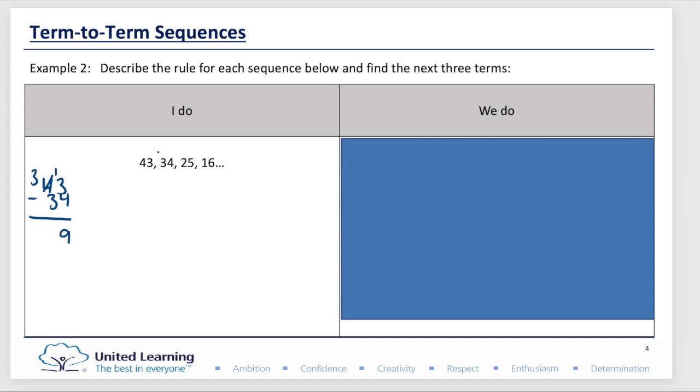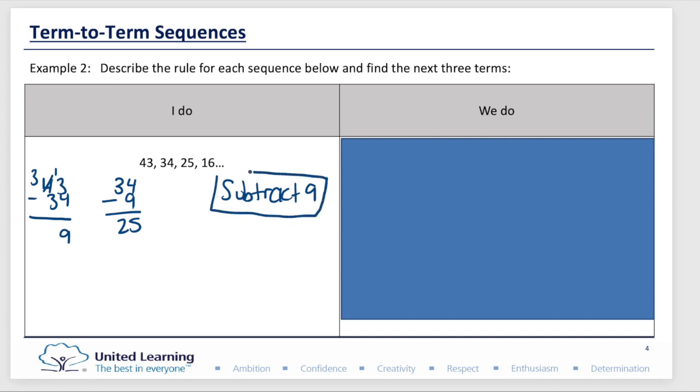So the question is, can you subtract 9 every single time? So we'll do 34 minus 9, and we do in fact get 25. So this rule is to subtract 9 each time. But this one also wants me to come up with the next 3. So let's come up with the next 3 by subtracting 9. So if we take 9 off the last term of 16, we end up getting 7.